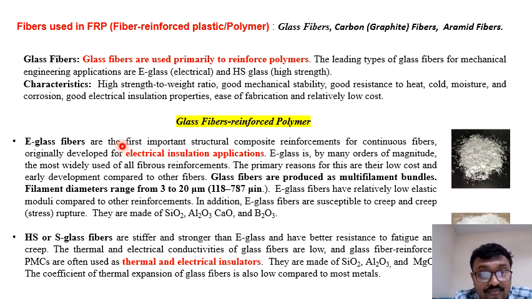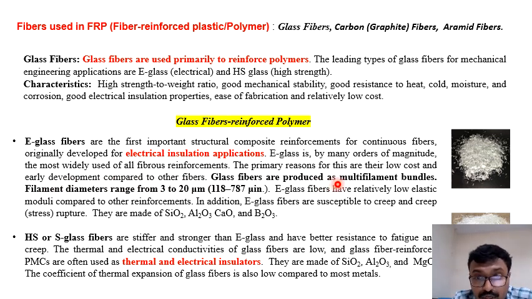E-glass fibers are the first important structural composite reinforcement for continuous fiber, originally developed for electrical insulation applications. E-glass is by many orders of magnitude the most widely used of all reinforcements. The primary reasons for this are their low cost and early development compared to other fibers.